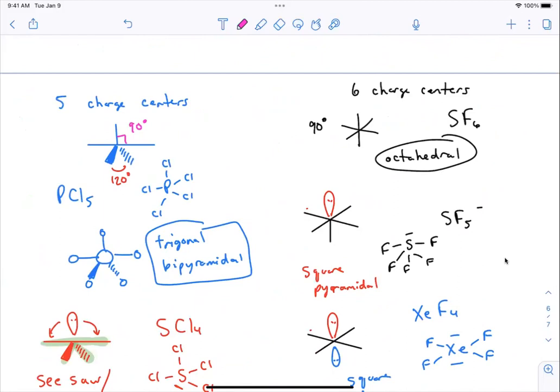Oh, that would be the ones I circled right here. Trigonal bipyramidal and octahedral. Those are the headers. Those are the electron geometries.